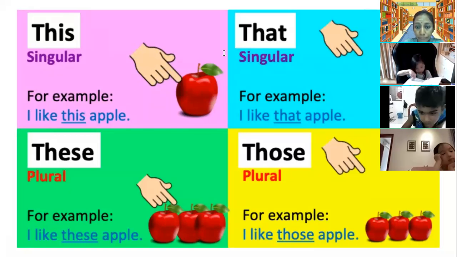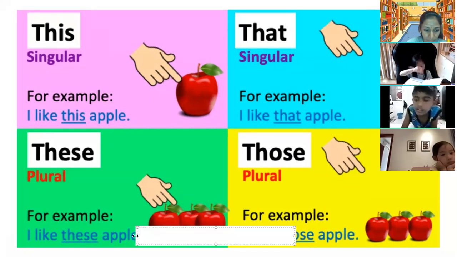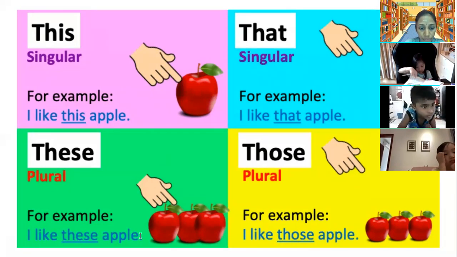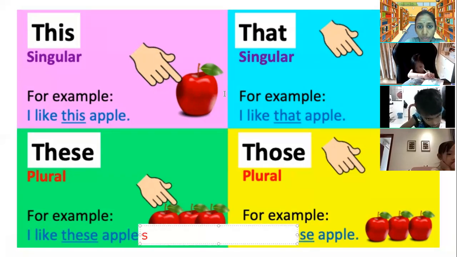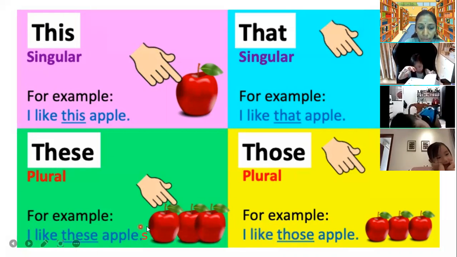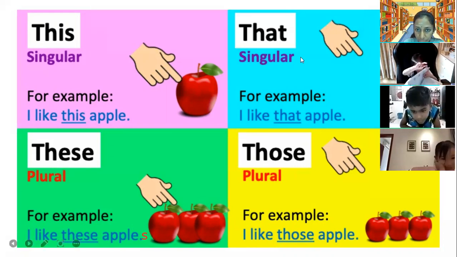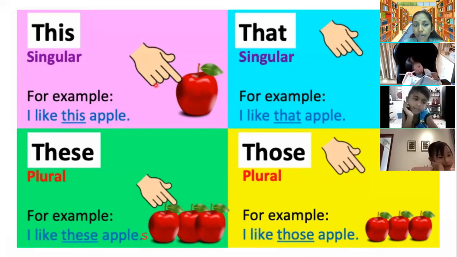Wait, I'm writing it again for you. Okay, so we pronounce it as apples. There must be an S at the back here. So the sentence says, I like these apples. Now we have seen the words for things which are near. When it's near, we say this for singular, and when something is very near but you have more than one, we say these. It's plural.